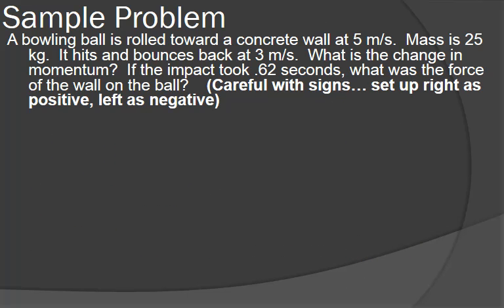So we have a bowling ball that's rolled towards a concrete wall at 5 meters per second. Mass is 25 kilograms, it hits and bounces back at 3. What is the change in momentum? In other words, what is the impulse? And then the second part, if the impact took 0.62 seconds, what's the force of the wall on the ball? So go ahead and pause the clip and give this a try. And when you're ready to check, you can hit play to continue.